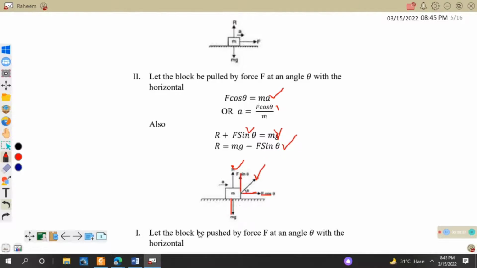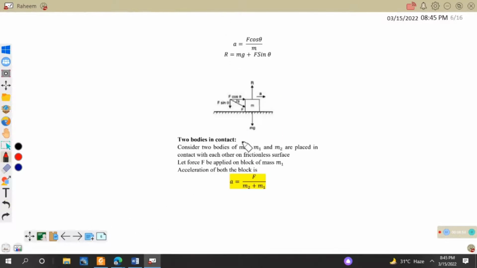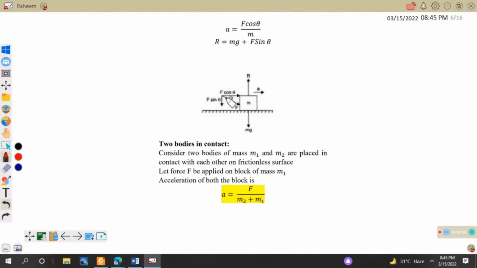Now another case, where this block is pushed by force F at some angle theta with the vertical or maybe with the horizontal. What will be the equation for this? In this case, you can see that this force is applied and is pushing this block at an angle theta. So again we have to resolve this force into two components, F cos theta and F sin theta.